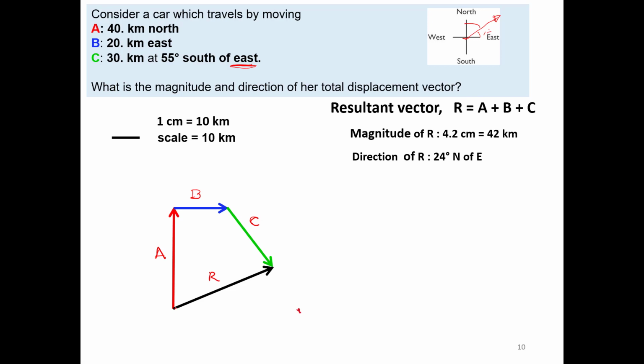And maybe I will just write here. This is 24. And this is east. Here is north. Then it's 24 north of east. Now we can say the resultant vector, this vector, is 42 kilometers at 24 north of east.